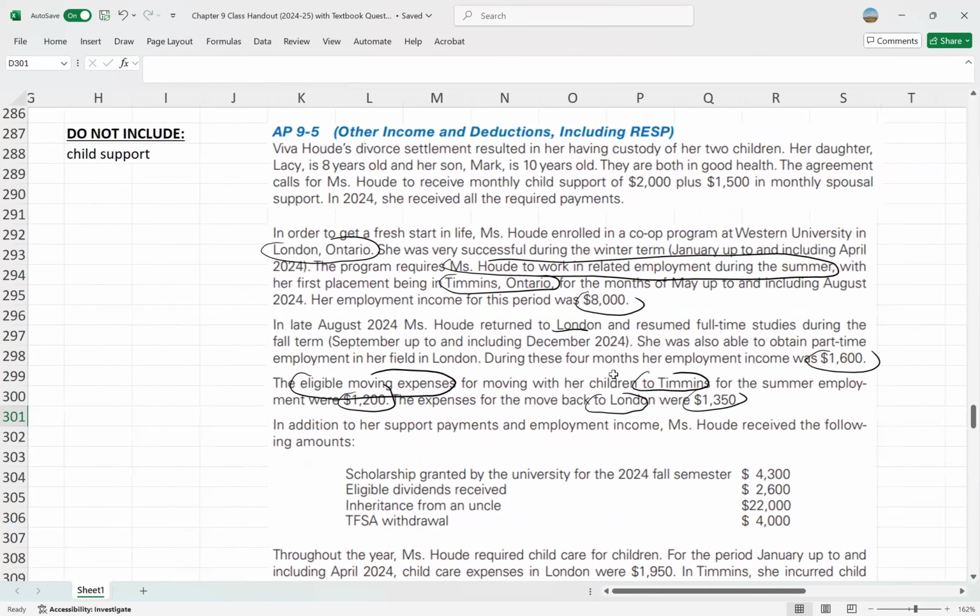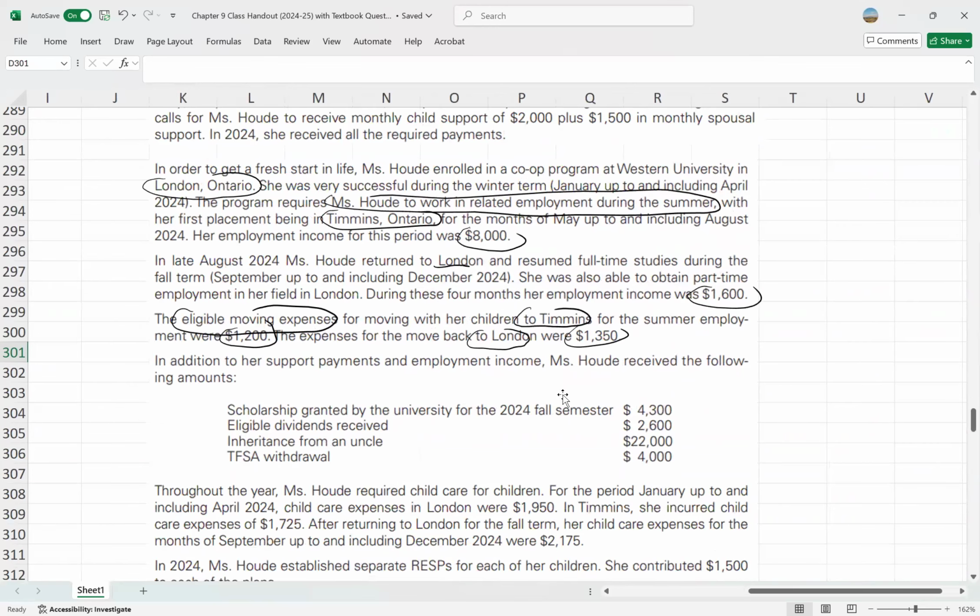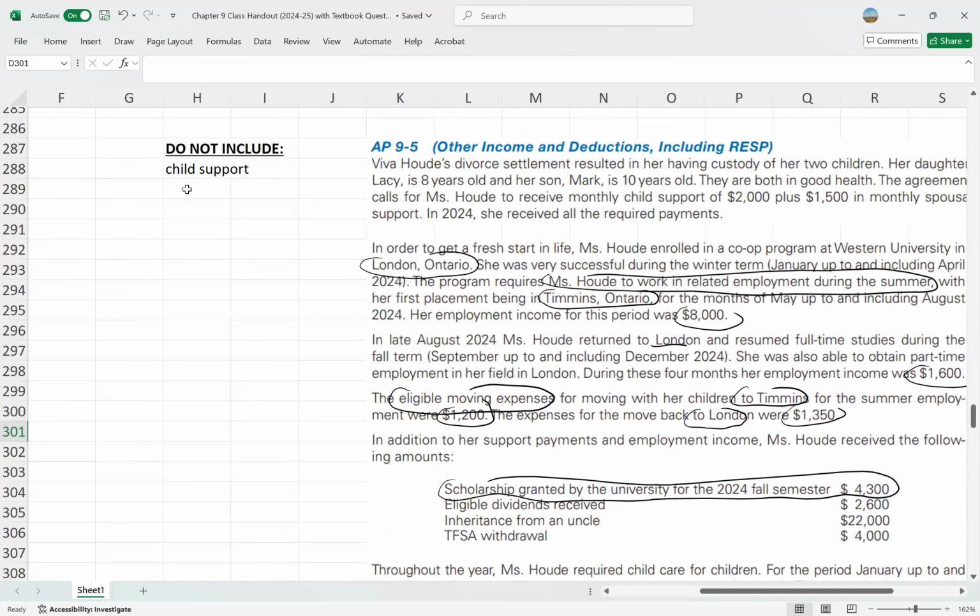Now, in addition to her employment income, she received a scholarship. Now, in the textbook, they say most scholarships are tax-free. And they also make a point in the textbook where they say, for purposes of this textbook, just treat any scholarship income as tax-free. Situations where scholarship may not be tax-free, if maybe it's from a foreign university, it may not be tax-free. But for our purposes, we'll assume that all scholarships that are mentioned in the questions are tax-free. So that one is going to be tax-free. So under the column here where we do not include, we'll put the scholarship income.